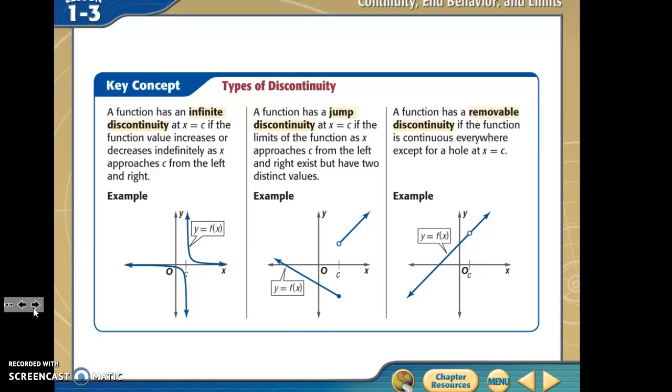And then we have a removable discontinuity, and this is where we have, in this case, a linear function, except we have a hole right at that one spot. So everything's all good until we're at the value c. As we're approaching from the left and approaching from the right, we're approaching that value of c. But for whatever reason, due to how the function is set up at c, it just doesn't work. And so we have a nice little hole there. Questions?